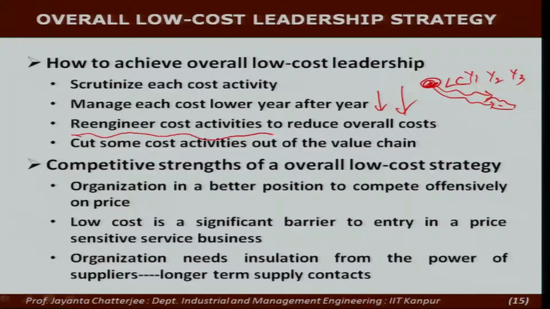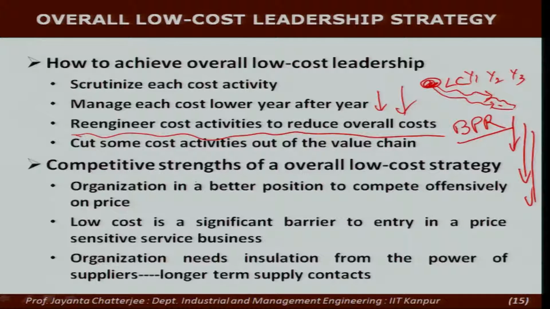We discussed FMEA, failure mode effect analysis, etc. earlier. So, all those need to be deployed, so that we are constantly doing this BPR, or business process re-engineering, so that we are constantly able to reduce our cost.